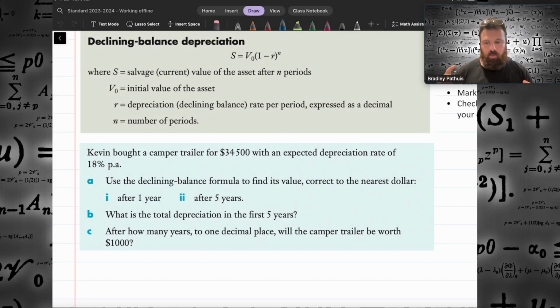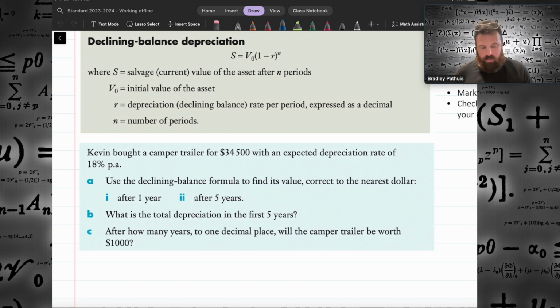All right, year 12. So now that you've looked through those videos previously on declining balance depreciation, let's just quickly jump into this example before you get on with the work for today's lesson. So here we have Kevin bought a camp trailer for $34,500 with an expected depreciation rate of 18% per annum.